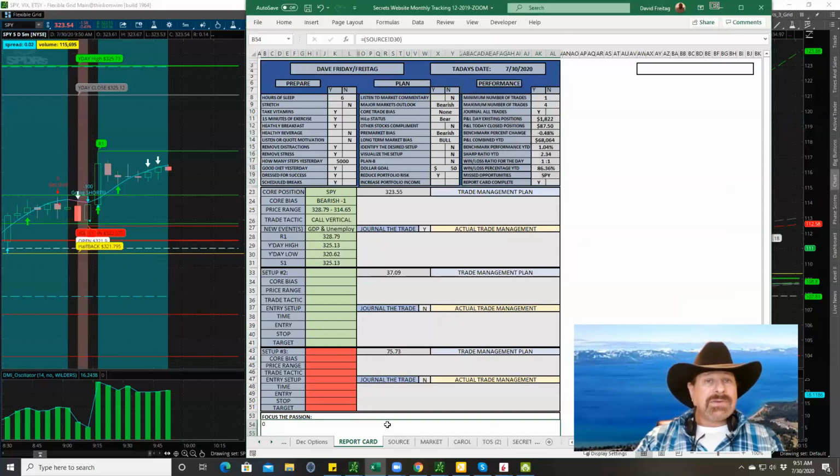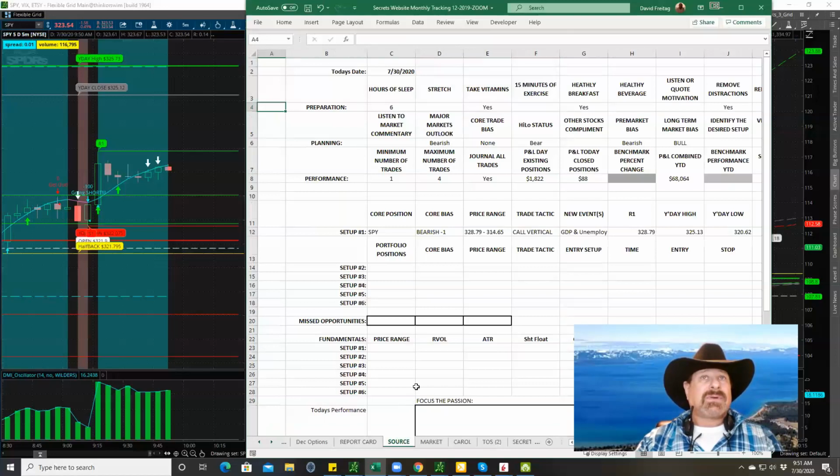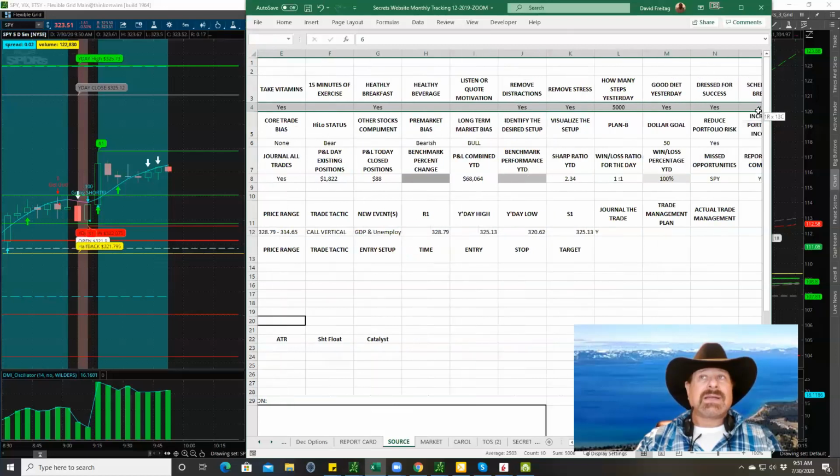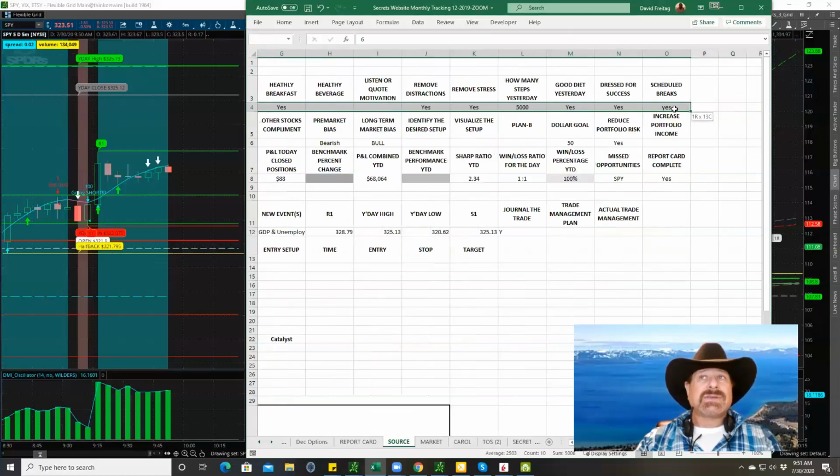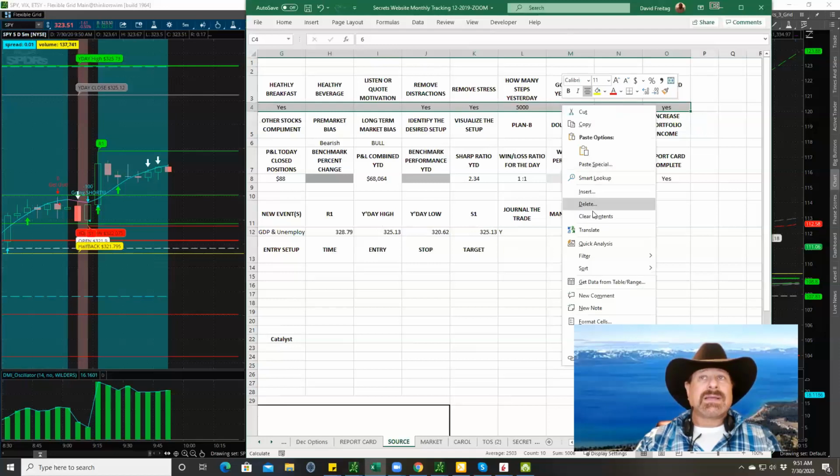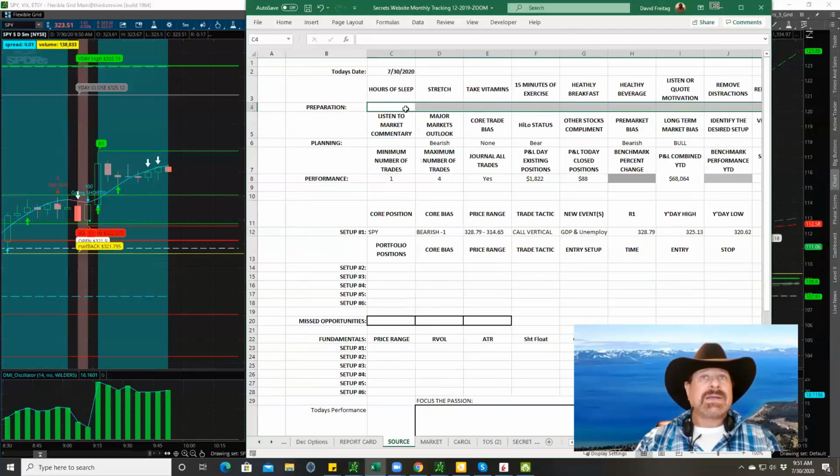Now, again, you can do this any way that you like. I have a source page where I put all this information in. So the first thing I want to do is go in here, and I want to take all this information out. So, and I'm going to clear the contents.